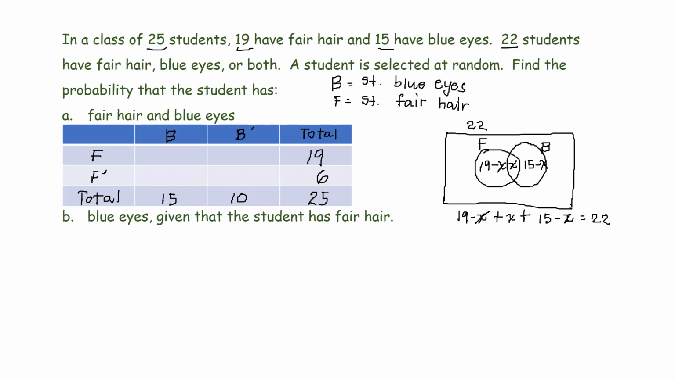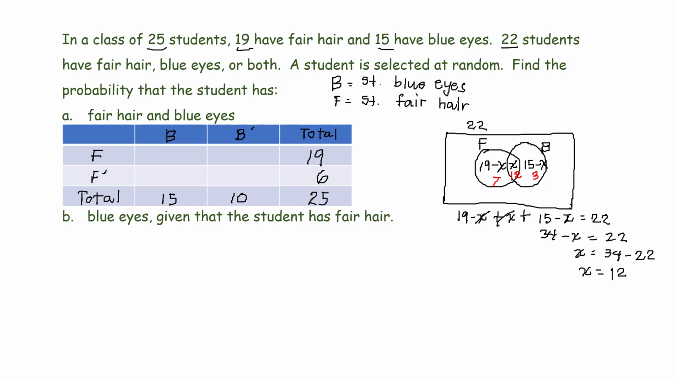19 minus X plus X plus 15 minus X: 19 plus 15 is 34, so 34 minus X equals 22. So X is 34 minus 22, so our X here is 12. So if this is 12, let's use another color. That X here is 12. 15 minus 12 is 3. 19 minus 12 is 7. So you can use these numbers to fill in those blanks.